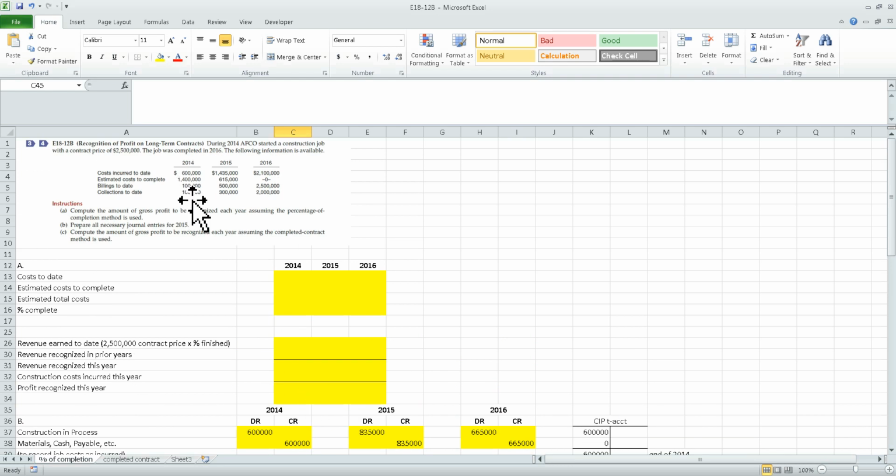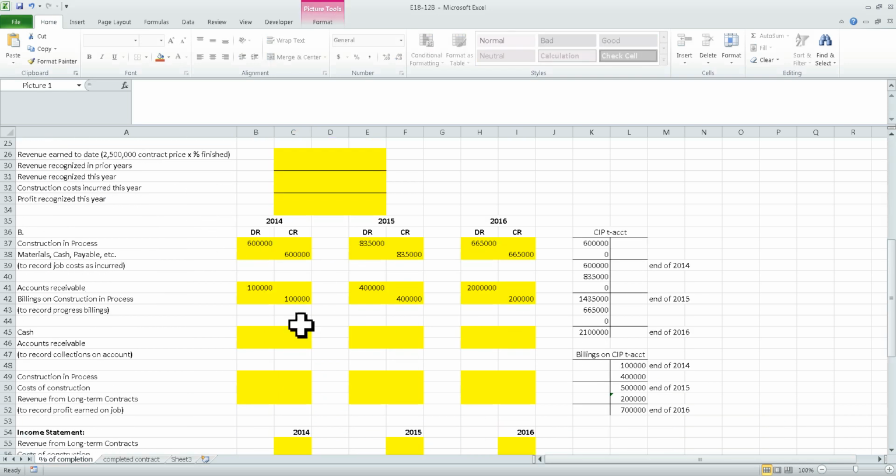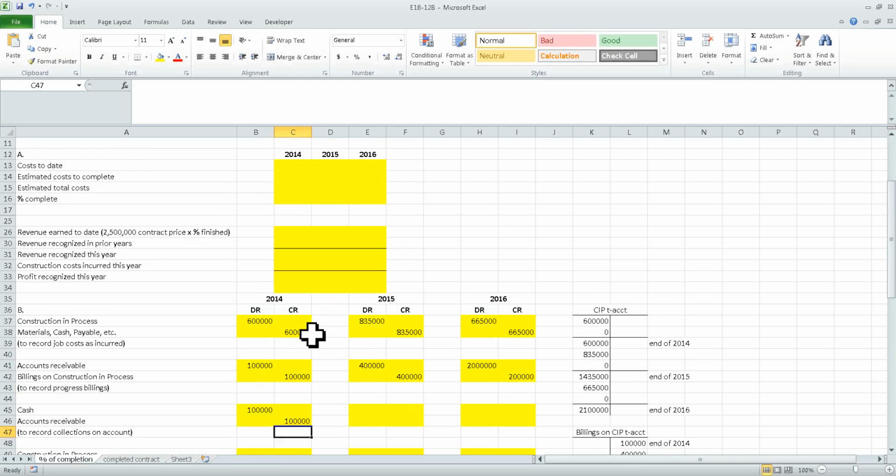Okay, the next thing to pick up are our cash collections on those billings. So in 2014, we collected $100,000 cash on our progress billings. So debit cash $100,000, credit accounts receivable $100,000.